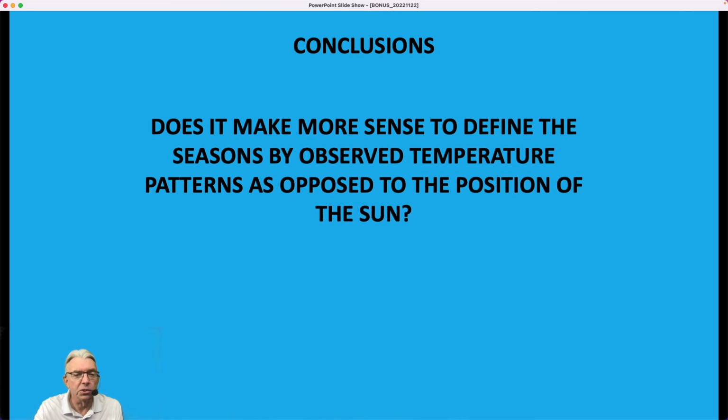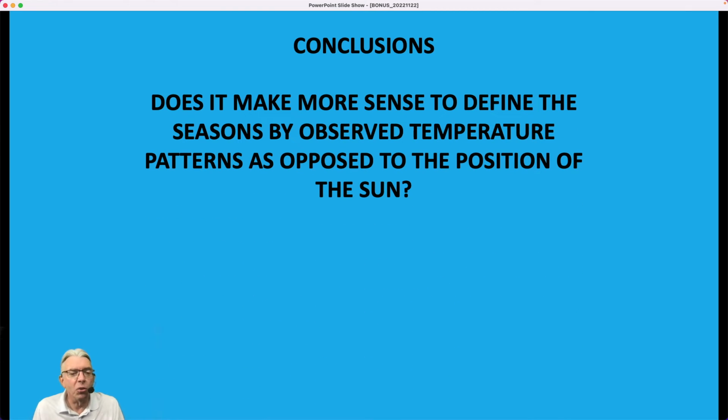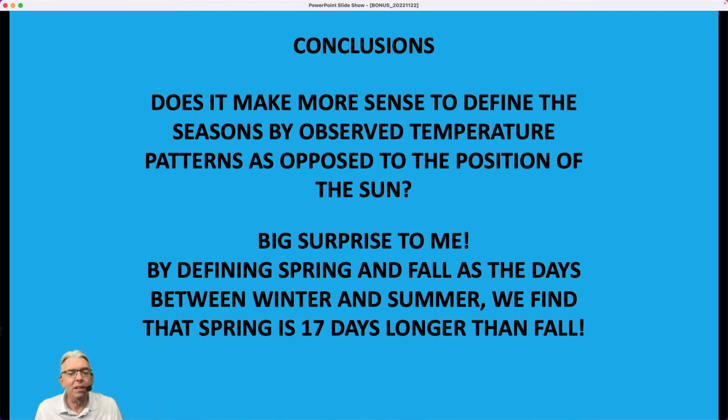And a few conclusions, or a couple. I just posed the question to you. Does it make more sense to define the seasons by observed temperature patterns as opposed to the position of the sun? I sort of think it does, but everybody is welcome to their opinion. And I don't think the astronomical definition of the seasons is going to go away anytime soon. And then the big surprise to me, as I already mentioned, was that by defining spring and fall as the days between the seasons of winter and summer, we find that spring is 17 days longer than the fall. And I didn't know that.